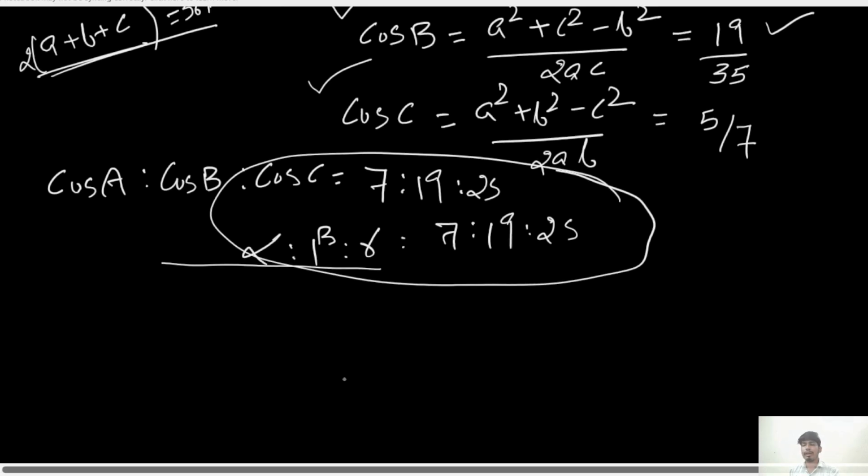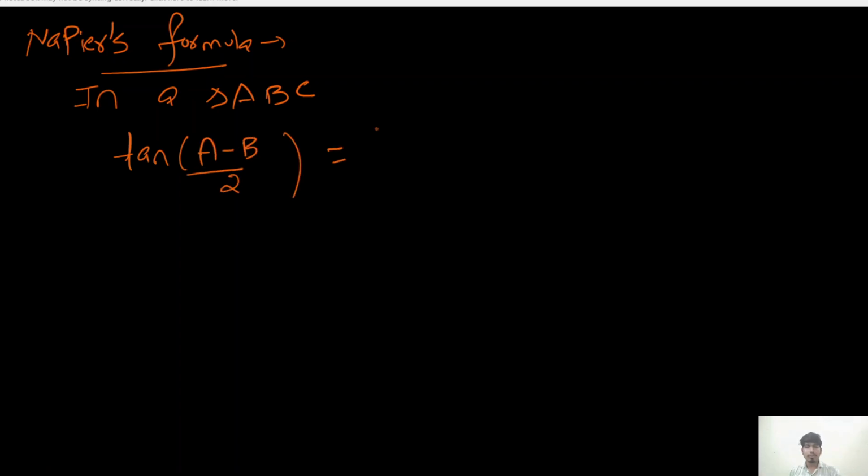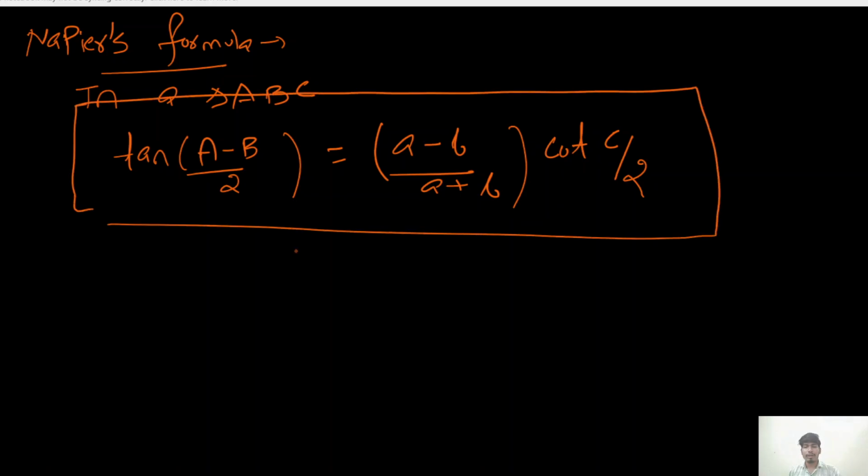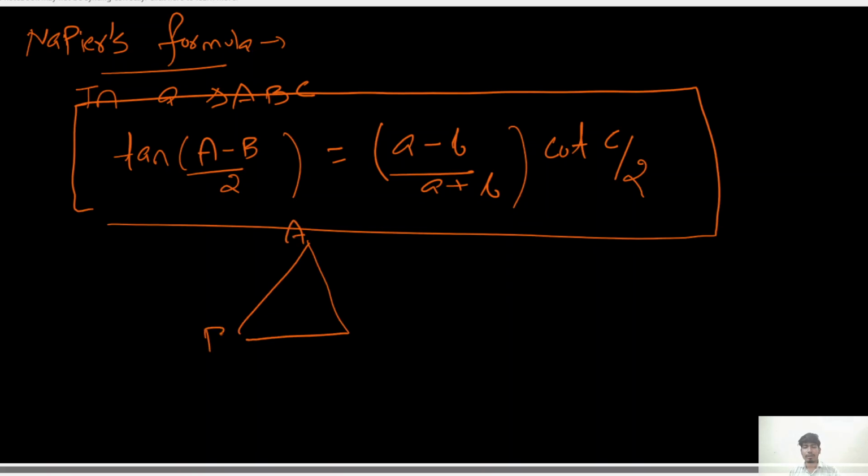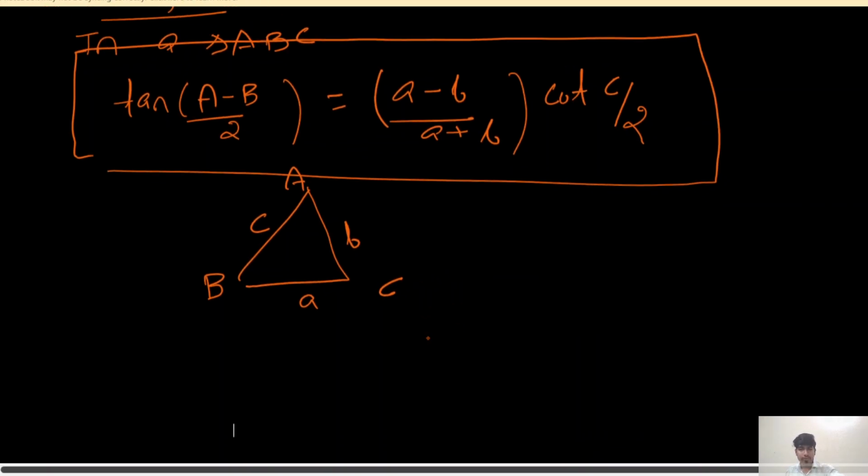And next some formulas, okay, based on the question. Next is an important formula, that is Napier's formula. What is this? In a triangle ABC, tangent of (a minus b) upon 2 is equal to (a minus b) upon (a plus b), okay, and cotangent of c upon 2, okay students. This is our formula, where this is triangle ABC, this is a, this is b, and this is c, okay students. So this is our Napier's formula, and then we do the area of triangle, okay.